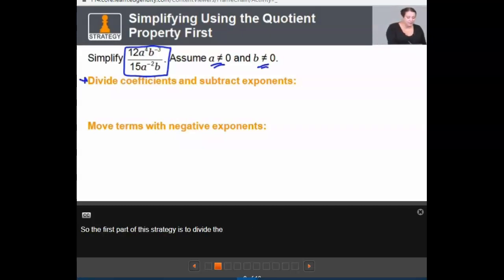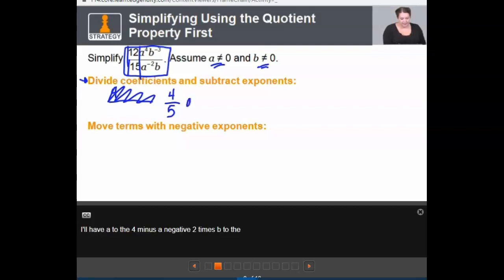So the first part of this strategy is to divide the coefficients and subtract the exponents. That means I'm using the quotient rule first. So 12 over 15, what number goes in both of those? 3. So 3 goes into 12 4 times, and 3 goes into 15 5 times. So I just simplified my coefficients.